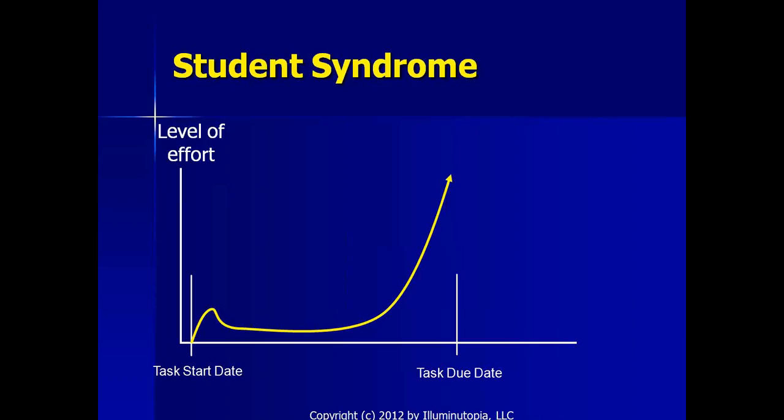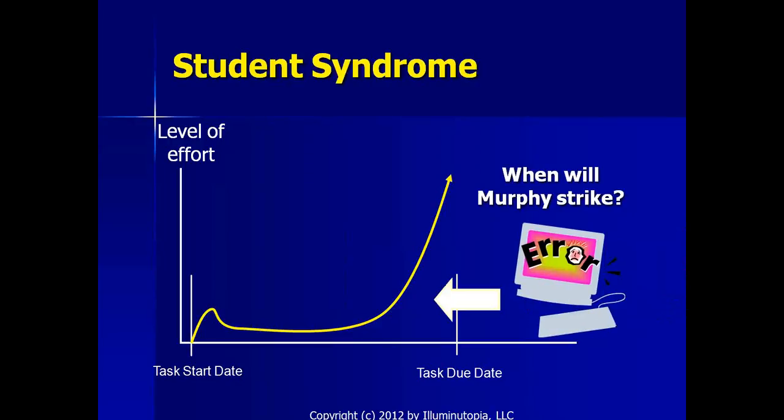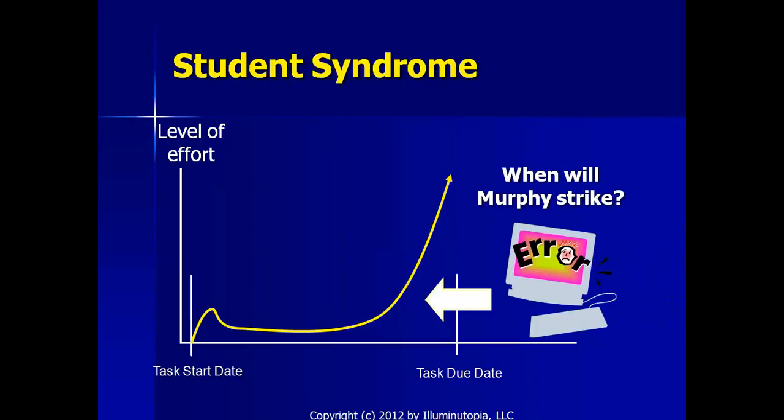Another problem that we have in projects is what we call student syndrome. You have a task that you're supposed to start, how much effort do you put into it relative to when you can start working on it and when it's due? And usually what we see is that there is postponement, procrastination, delays, and you wait until you get close to the due date to really start working on the task. And then what happens? When does Murphy strike? Murphy's Law: if anything can go wrong, it will. It's right when you're working on the task, trying to finish it close to the due date, so you may actually miss the due date.